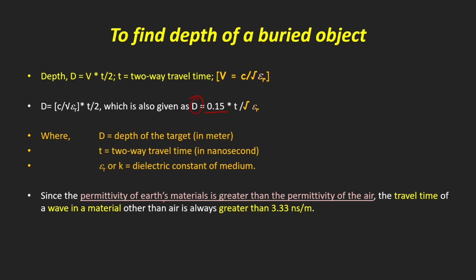Since the permittivity of earth material is greater than the permittivity of air, the travel time of the wave in a material other than air will always be greater. That means it will be delayed. It will not be as fast as what we see in air, because the permittivity is greater. So the travel time of the wave in a material other than air is always greater than 3.3. This is the velocity in air, or velocity of light, that we are taking up.